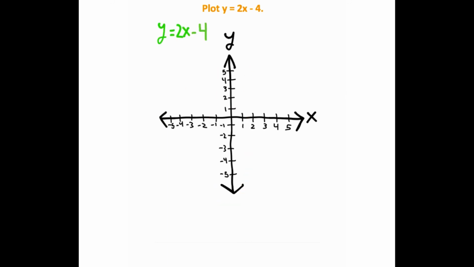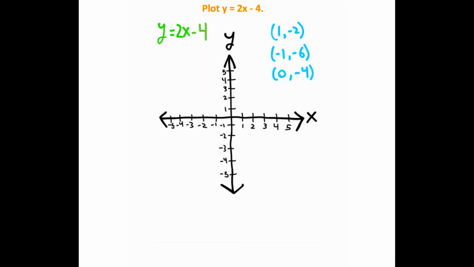So in this case, I can plug in 1 for x. And if I plug in 1, I get negative 2. So the point 1 comma negative 2 is an x and y coordinate. Now I can take a negative 1 and plug it in, and that's going to give me negative 6. So negative 1 comma negative 6 is another x and y coordinate. Finally, I'm going to plug in 0, and this will give me negative 4.